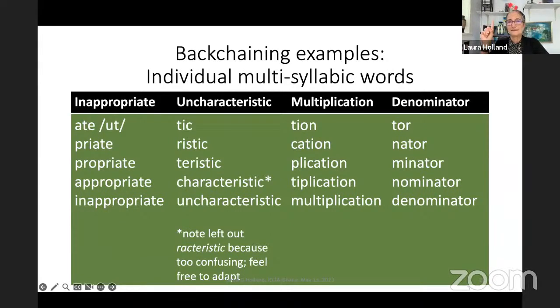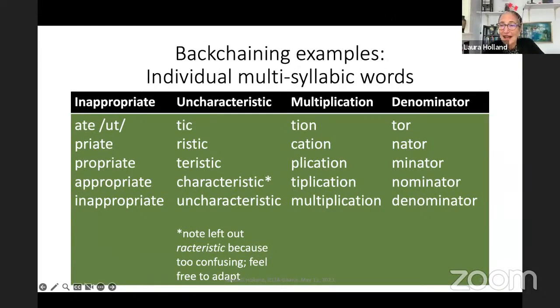Denominator. Denominator. Denominator. Okay, now repeat after me. Tor. Oh. Oop, I didn't do that right, actually. Tor, denominator. Tur. It's more like tur. Tur. Good, nice. Nader. Nader. Minator. Minator. Nominator. Nominator. Denominator. Denominator. Very nice. Okay, that was beautiful.